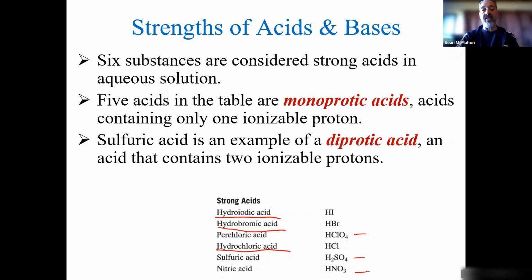Sulfuric acid is an example of a diprotic. Again, why? It has 2 protons. Typically, it ionizes 100% as 1 proton, and then the hydrogen sulfate or the bisulfate. The bisulfate can behave as an acid. It can dissociate a proton, but it's a weak acid, so it doesn't completely ionize. So it's not one of the 6 strong. So we can't say it goes all the way to SO4 2- and H+.